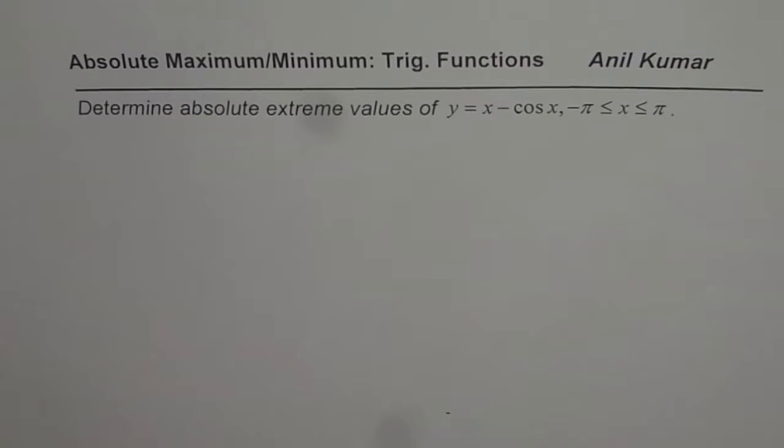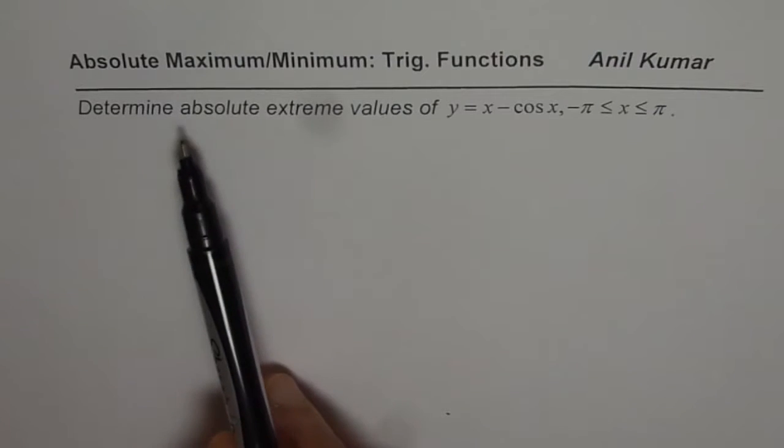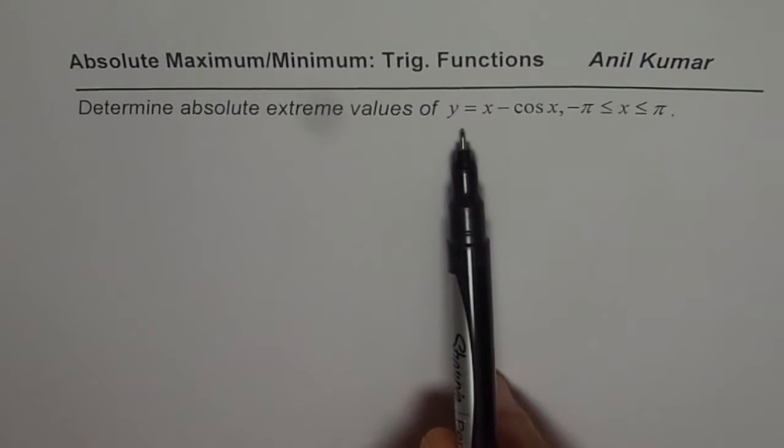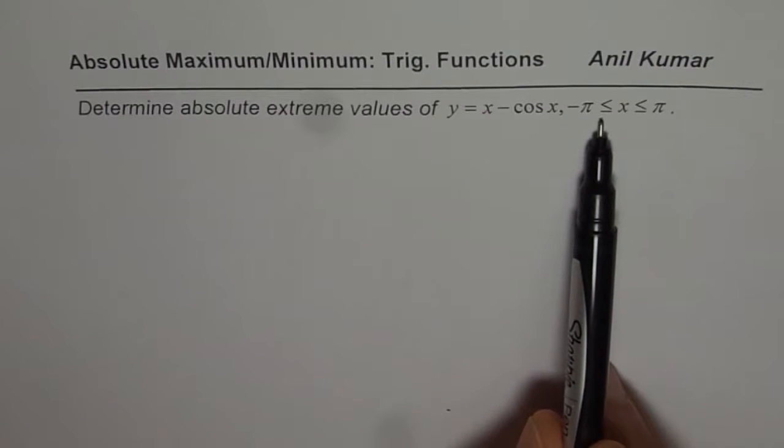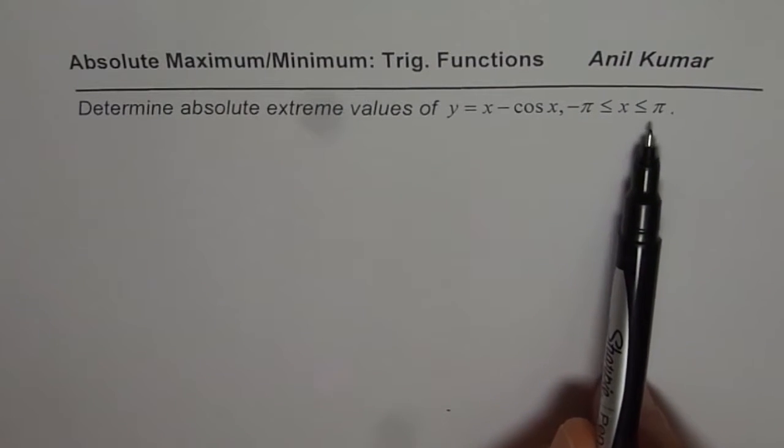I'm Anil Kumar, and in this video we'll explore how to find absolute maximum and minimum for the given function with boundary conditions. The question is, determine absolute extreme values of y equals x minus cos x, where x is greater than or equal to minus pi and less than or equal to pi.